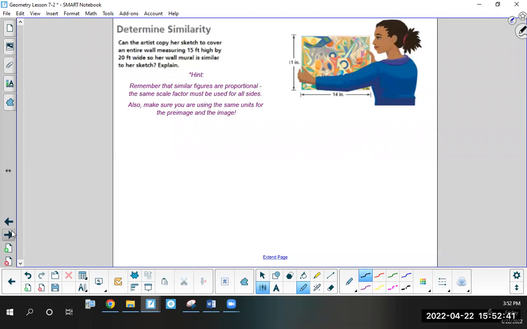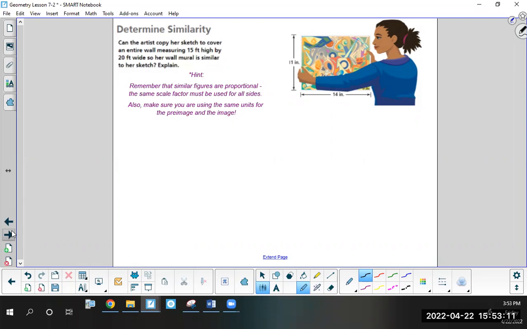All right, this one here, determine whether it is similar. An artist copies her sketch to cover an entire wall, measuring 15 feet high by 20 feet wide, so her mural can be similar to her sketch. Okay, for anybody that is an artist, you would definitely know what this one's talking about. We want to make it big, make it fill a whole wall. The only thing we have to think about is we need to make sure that it's proportional because as we talked about in our lesson on Friday, if you don't do it proportionally, what's going to happen to the mural?